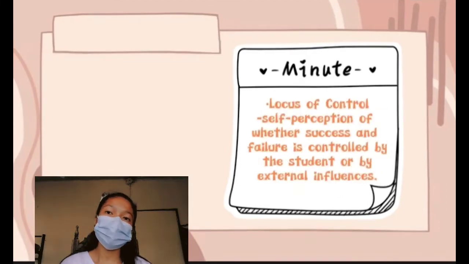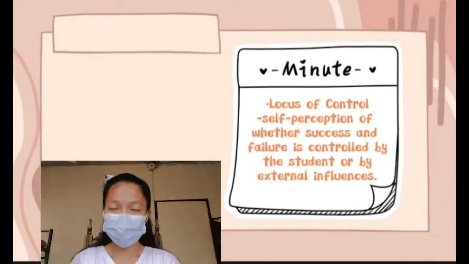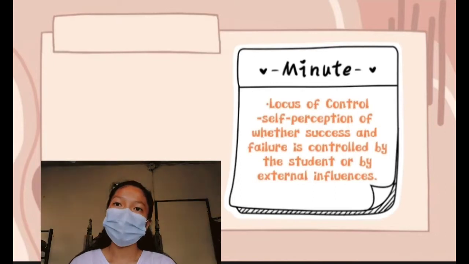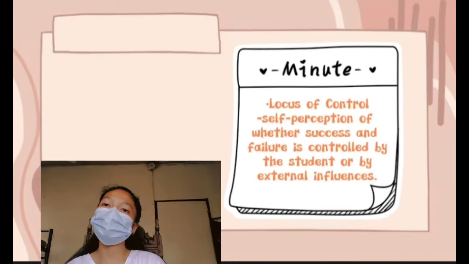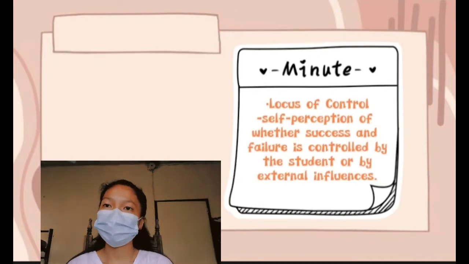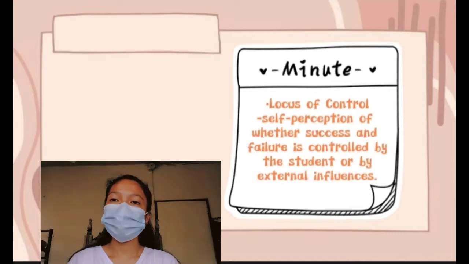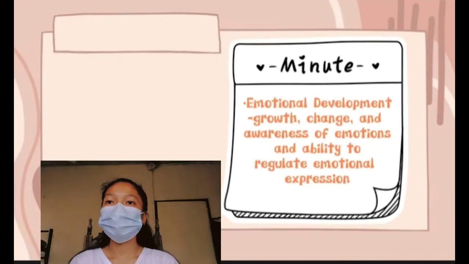Next is locus of control: self-perception of whether success and failure is controlled by the student or by external influences. For example, when you want to change jobs, if you leave it up to fate to get a call for an interview, you believe in an external locus of control. But if you trust in your abilities and take the initiative to apply at various places, you have a strong internal locus of control.